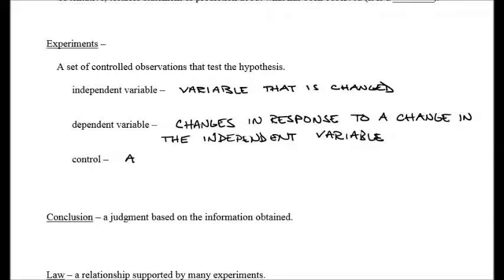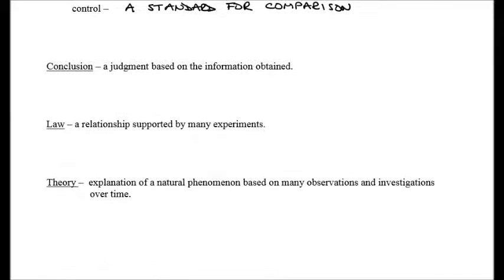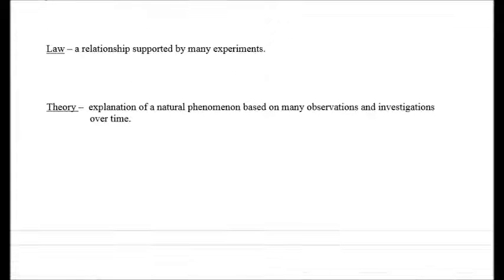A control is a standard for comparison. We come up with a conclusion, which is based on the information obtained. From this, we look at laws, which is a relationship supported by many experiments. And from this, we develop a theory, which is an explanation of a natural phenomenon based on many observations and investigations over time. So the atomic theory, which took hundreds of years to develop, is the theory of the atom.